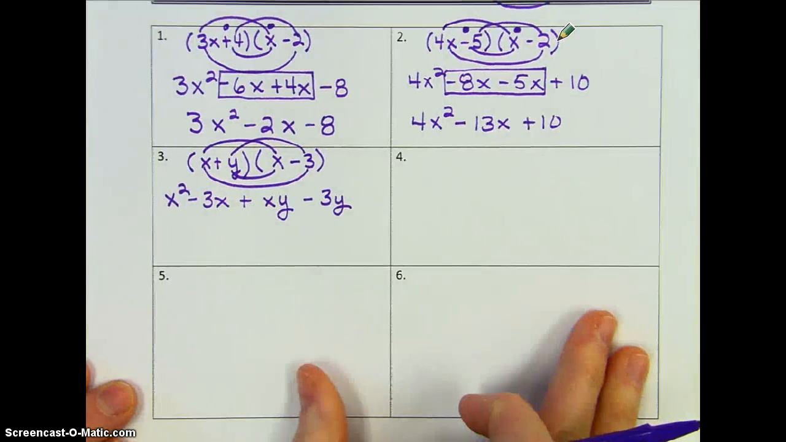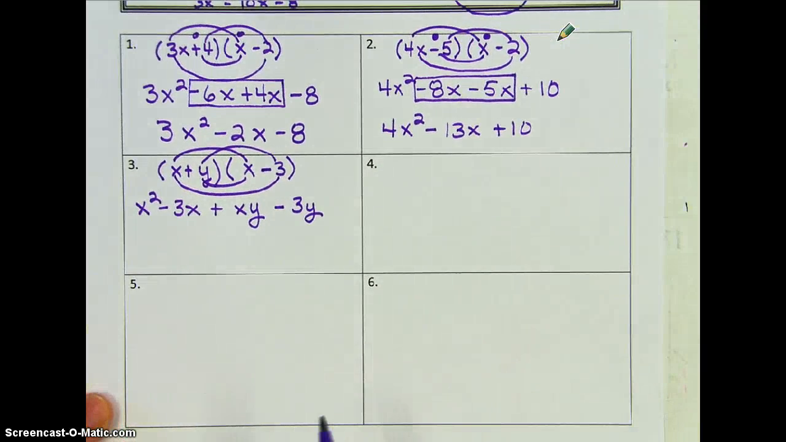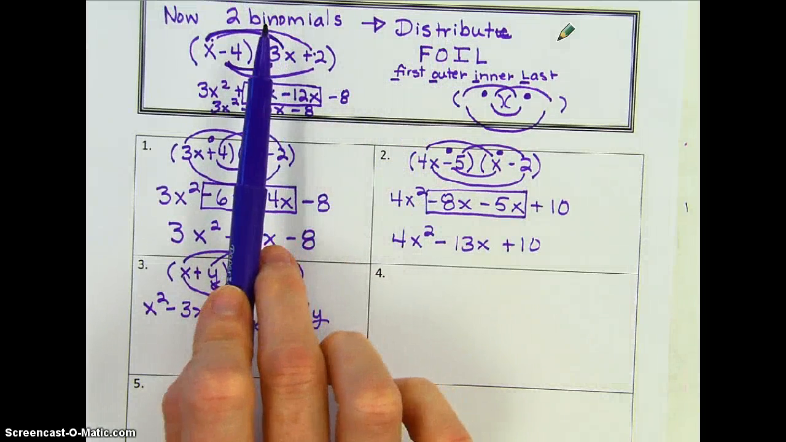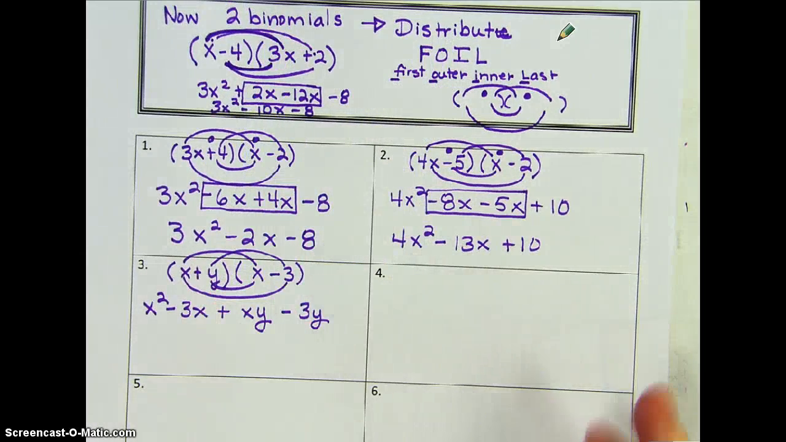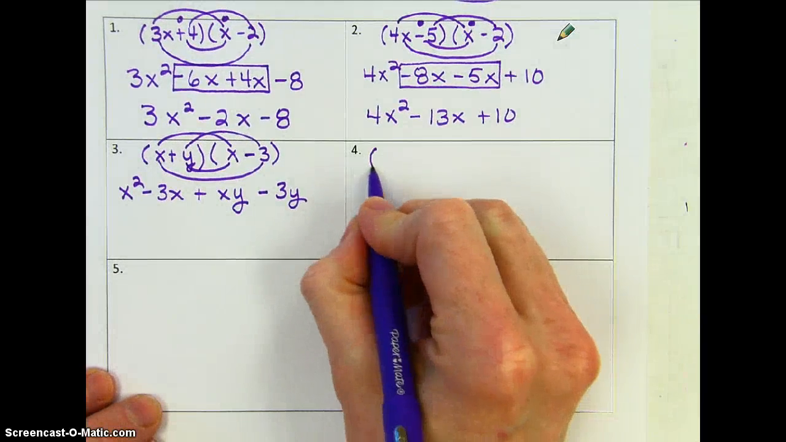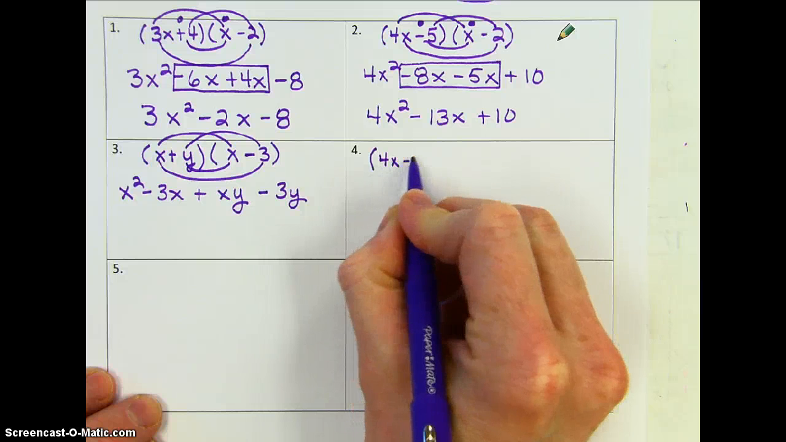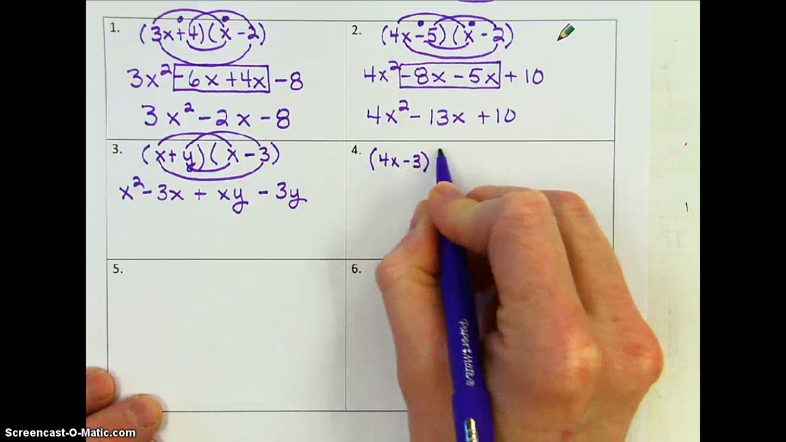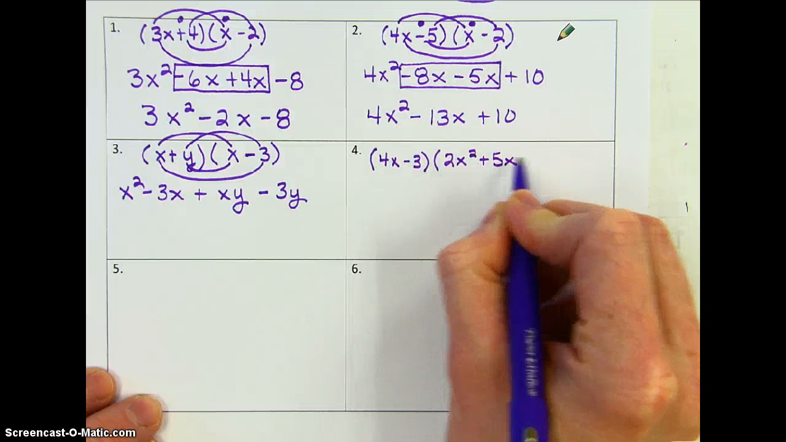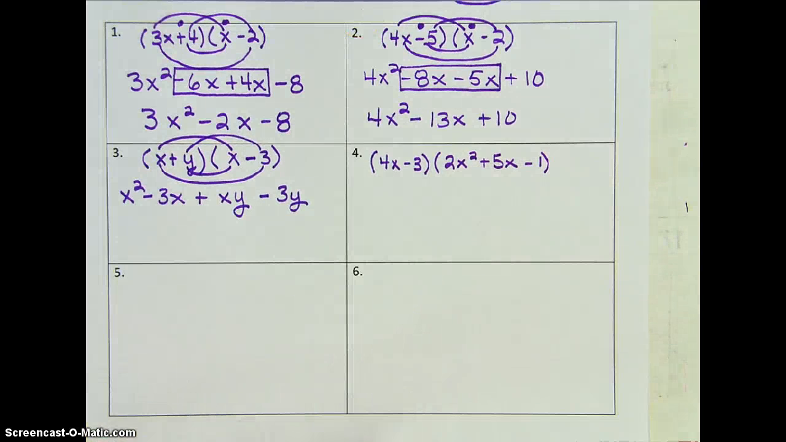Now, for number 4, we are going to go away from FOIL. FOIL only works if you have two binomials. Question 4 is not going to be two binomials. It is going to be a binomial times a trinomial. Therefore, FOIL cannot work, and you rely on your distributive property.